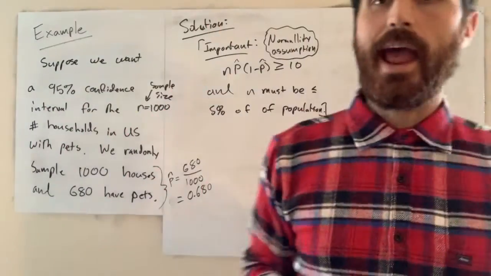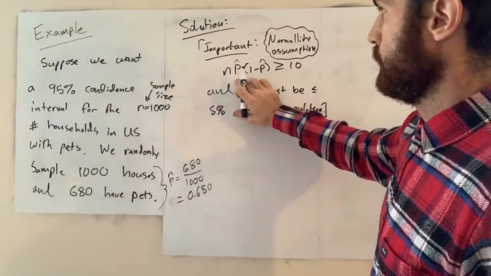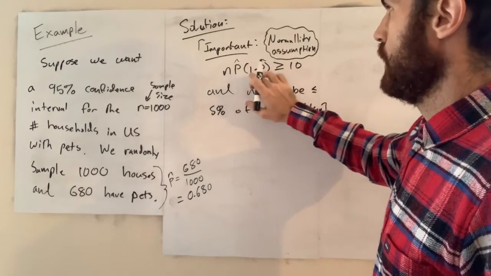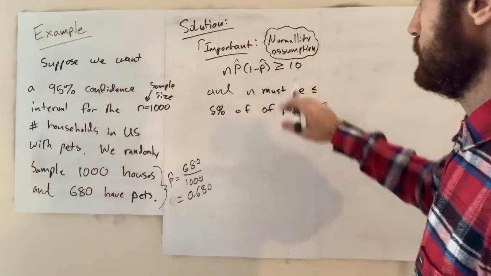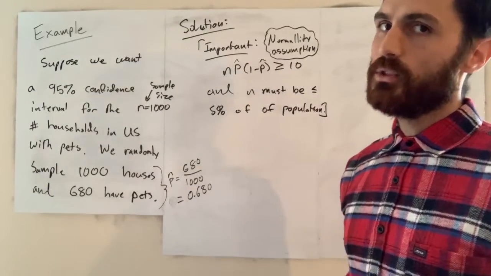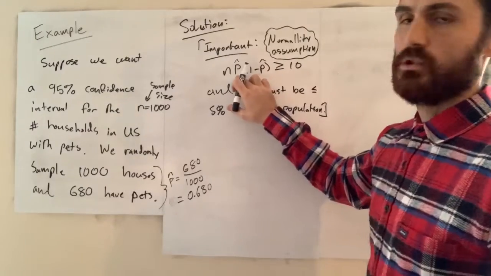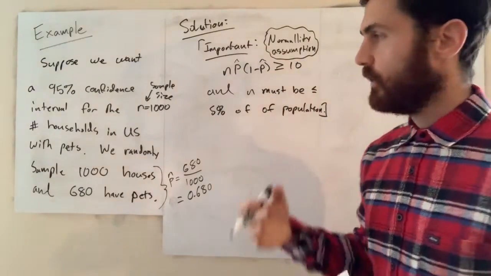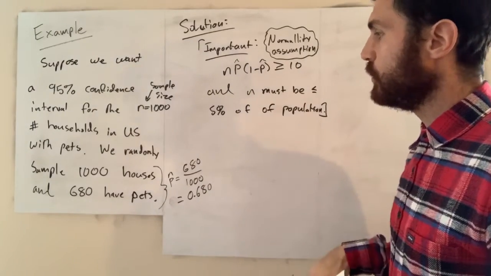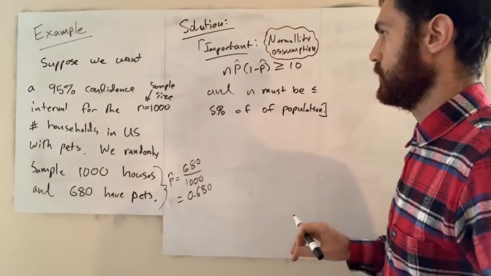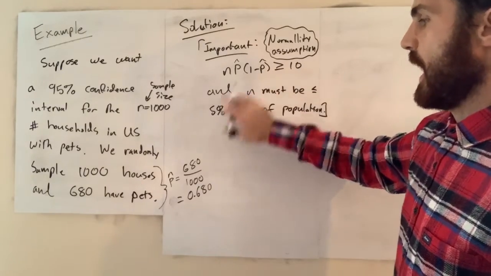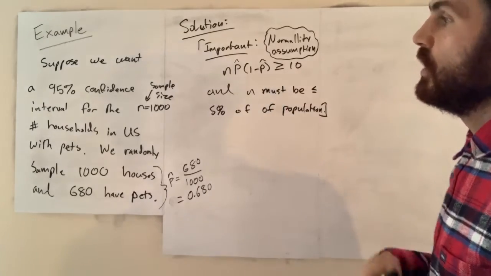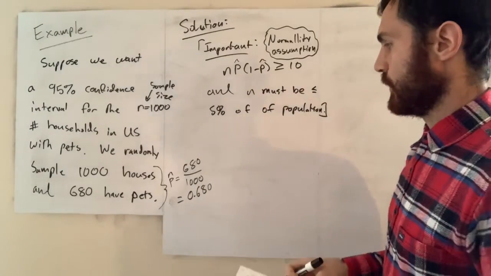We want to make sure that n times the proportion times 1 minus the proportion is greater than 10. And remember, we don't know the actual proportion, so we have to use p hat. But again, p hat is going to be very close to p, so this is the best thing we can do. So you use p hat, and you find that this number is greater than 10. So let's just check that this number is greater than 10.